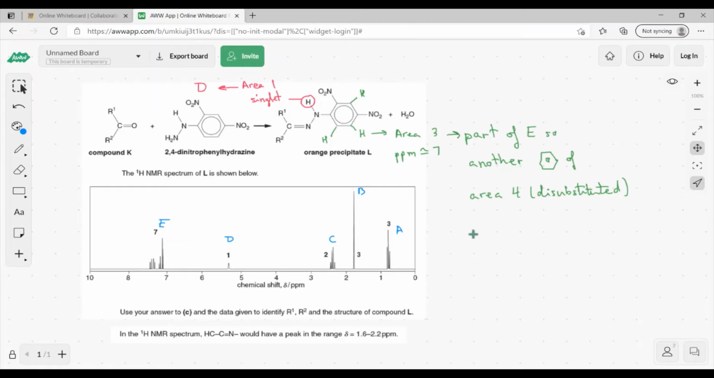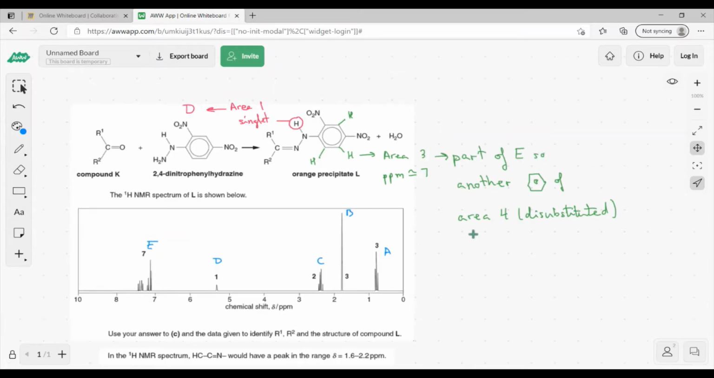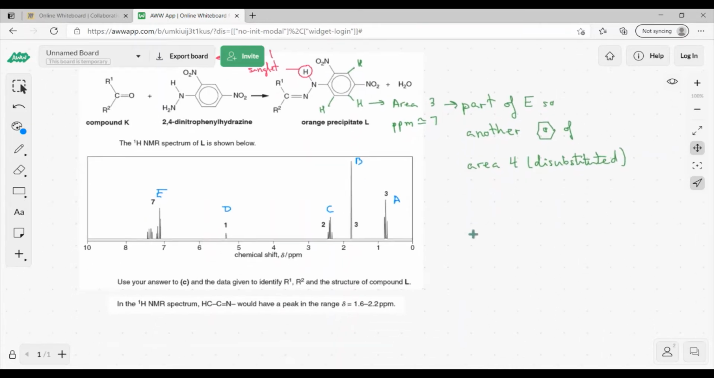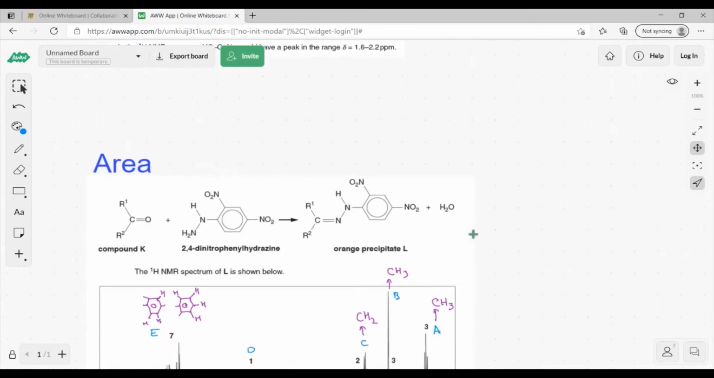tricky. The other hydrogen we can see is bonded to a nitrogen, would be area 1, and because it's bonded to nitrogen, it is a singlet. So that definitely is going to be peak D. So we can remove now peak D from the spectrum. It's already analyzed. So the next bit is the area.